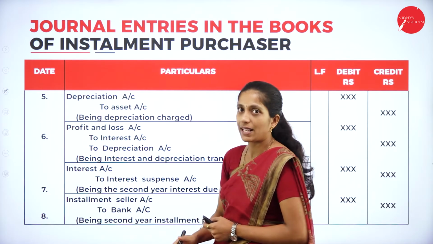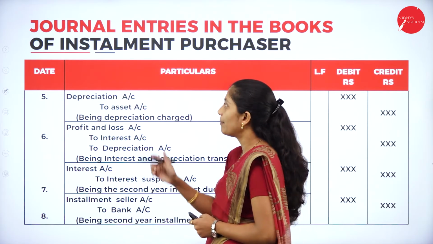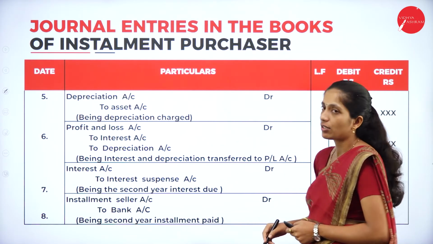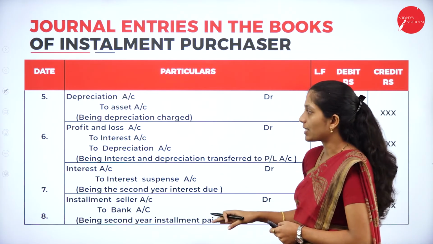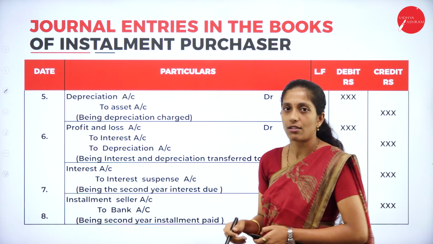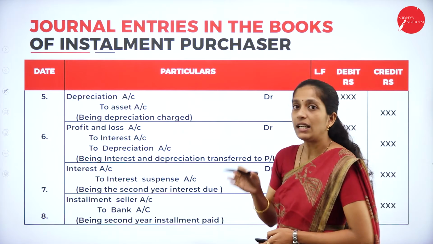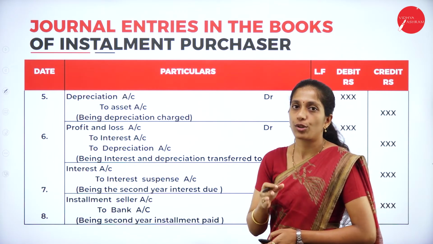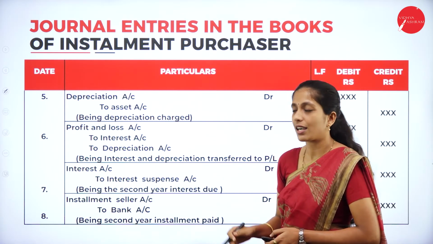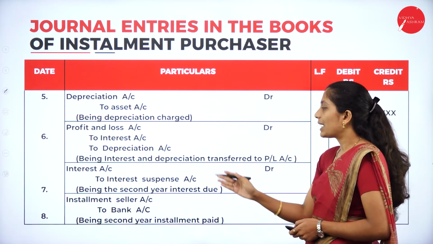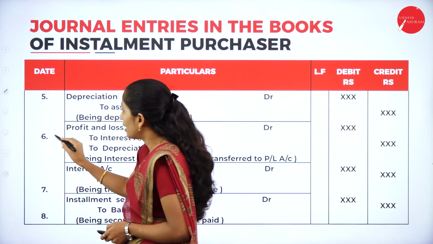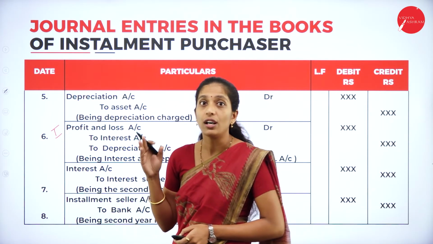So depreciation remains the same as in the hire purchase system, that is depreciation account debit to asset account, being depreciation charge. So this is for the first year depreciation. Next, transfer interest and depreciation to profit and loss account. As usual, we are going to transfer interest as well as depreciation to profit and loss account. Your entry will be profit and loss account debit to interest account, to depreciation account, being interest and depreciation transferred to profit and loss account. Till here, we have recorded the entries for the first year.